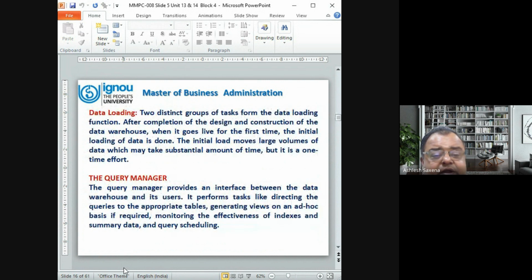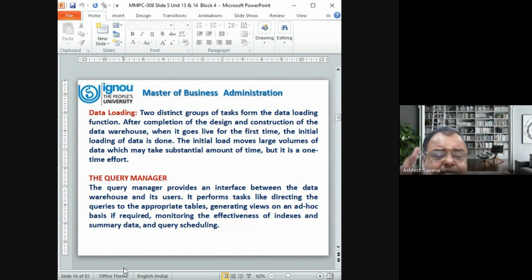Data loading. Two distinct groups of tasks form the data loading function. After completion of the design and construction of the data warehouse, when it goes live for the very first time, the initial loading of data is done. The initial load moves large volumes of data, which may take a substantial amount of time, but it is a one-time effort. Then comes your query manager.